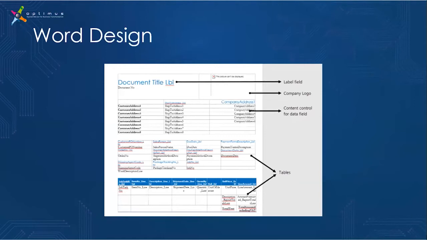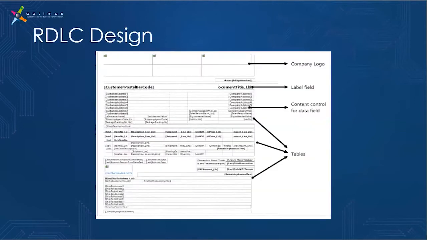So at this point, that will be more or less the idea of the Word design. Here you can now use your formatting tools with colors, fonts, etc. And this is how we get to the final result. And then the RDLC design is more complex, just to mention it. We get the same information: the company logo, label fields, the content control for data field, and the tables. Now, the difference, of course, is that we don't have the formatting here, the color, and we would need to verify, with the tools we have here, whether we have a functional report.